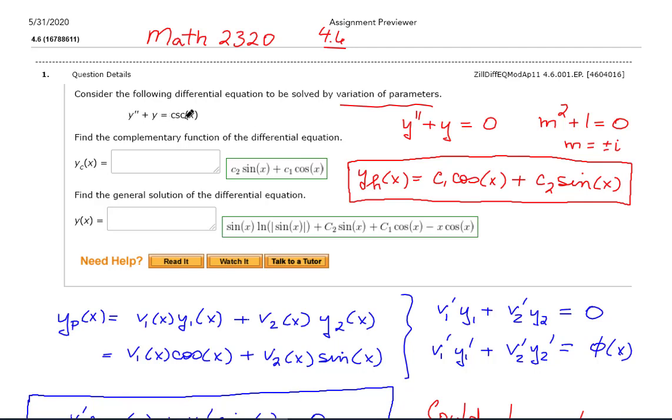Alright, so first off, we form the homogeneous equation. m squared plus 1 is 0, so m is plus or minus i. So my homogeneous solution is c1 cosine x plus c2 sine x.